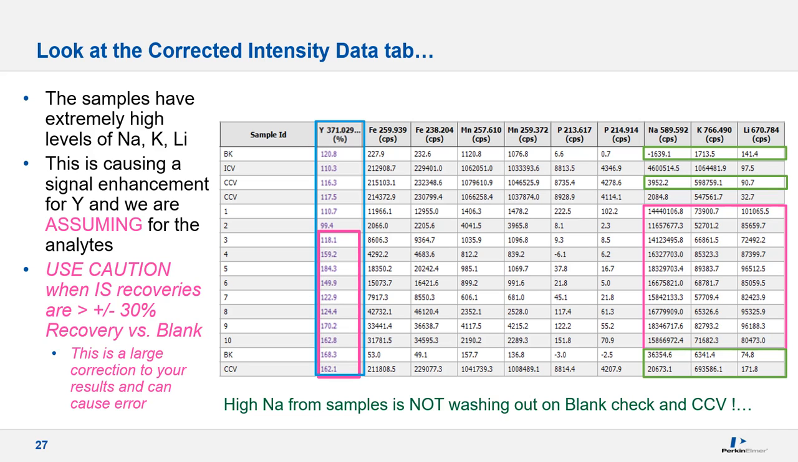Another thing to point out, highlighted in the green boxed areas, is that the high sodium, potassium, and lithium concentrations are not washing out of the spray chamber with the existing wash times in the method, and this is causing carryover of the high sodium levels in the spray chamber for at least the blank and the CCV analyzed after the last actual sample, as is shown by the elevated levels measured in the blank check sample run just before the second CCV. So in this case, the residual high sodium from the samples carrying over is responsible for the EIE matrix effect on your second CCV check sample. And you should probably go back to your method and increase your wash time in between your samples.